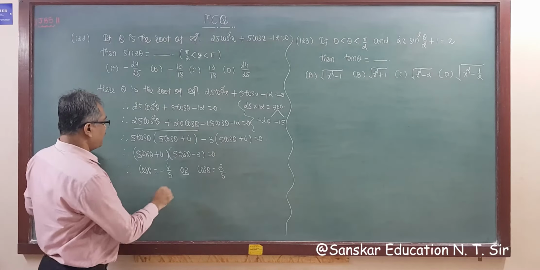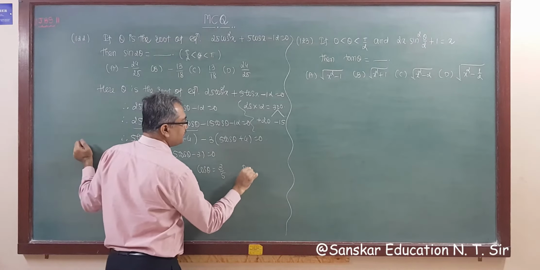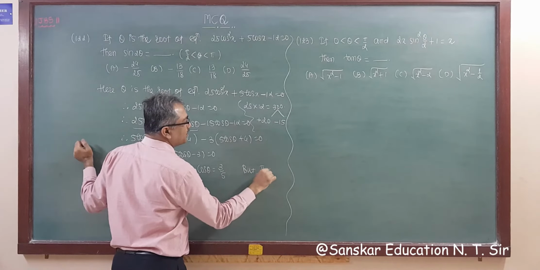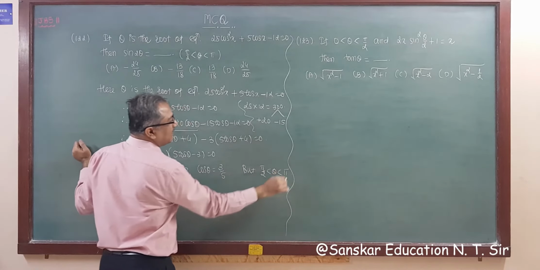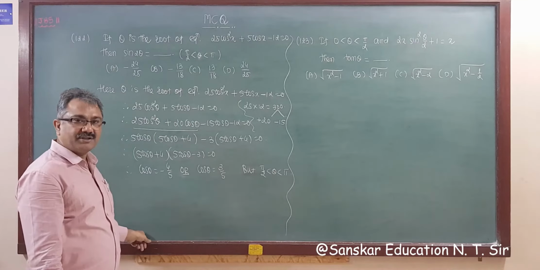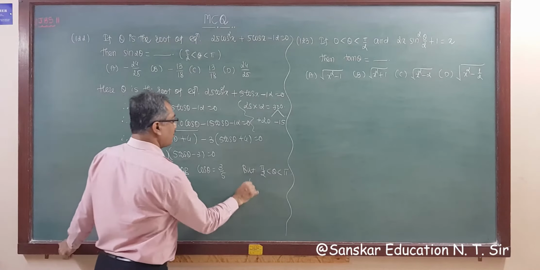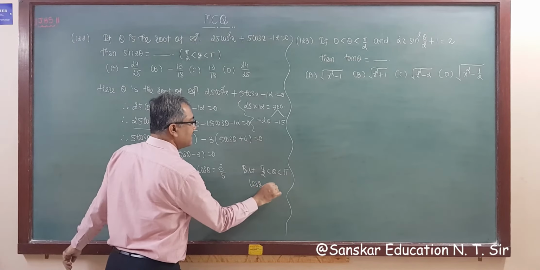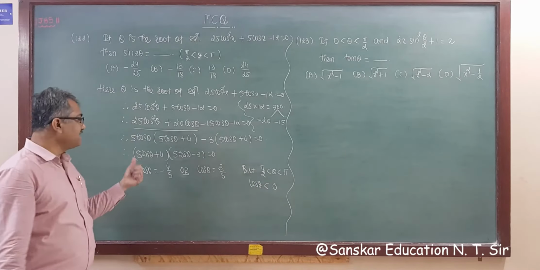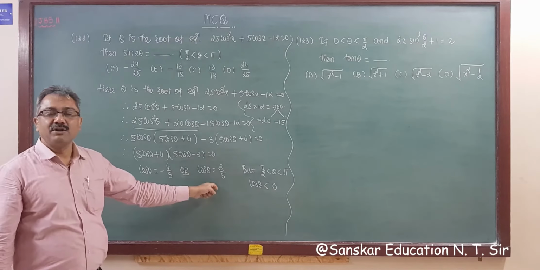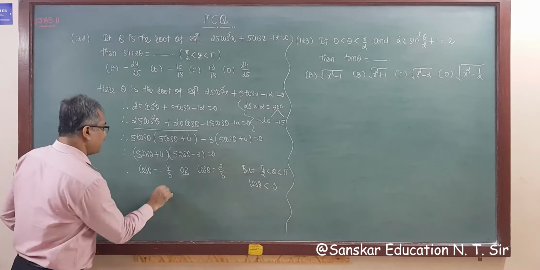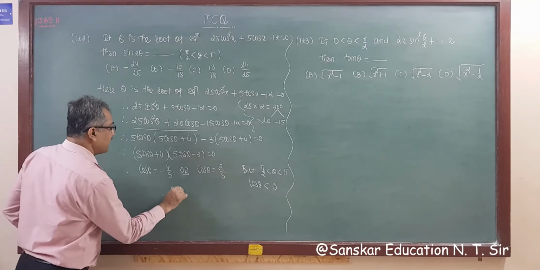So pi by 2 is less than theta is less than pi, that is second quadrant. In second quadrant, cos is negative, so cos theta is less than 0. So this is your accepted value, and the other is not an accepted value. Therefore cos theta is equal to minus 4 by 5 due to pi by 2 less than theta less than pi. This is your hint.